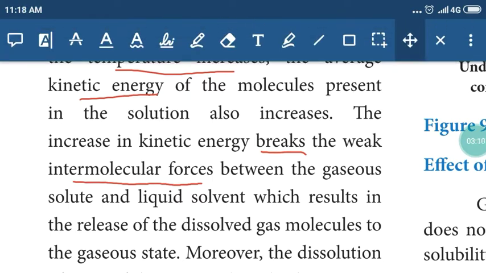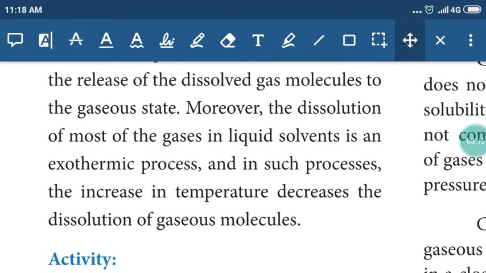And one more thing, most of this type of solutions form as an exothermic process. When a gas is dissolved in water, mostly this will be exothermic. We cannot say all, mostly it will be an exothermic process. So solubility decreases with increase of temperature. What is a simple example for a gas in liquid type of solution? Soda water. Carbon dioxide gas is dissolved in water, it forms carbonic acid. It's called aerated water, called soda water.